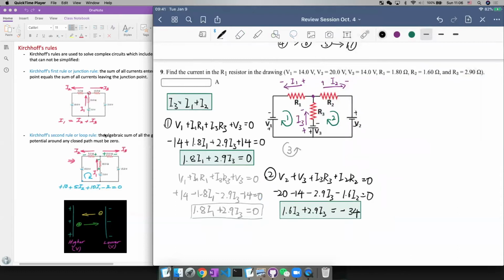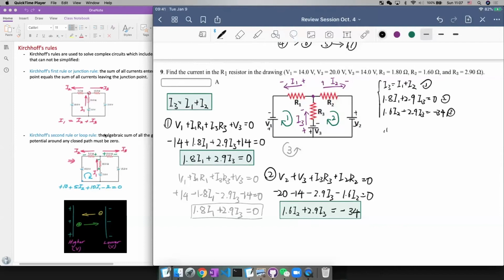So now let's write them all together. Equation 1. Okay, let me write this real quick. Okay, let's check again if everything is compatible. Yeah, it seems right here.